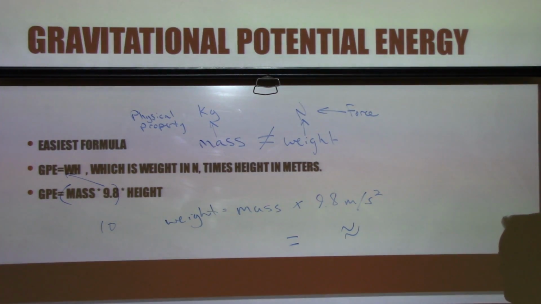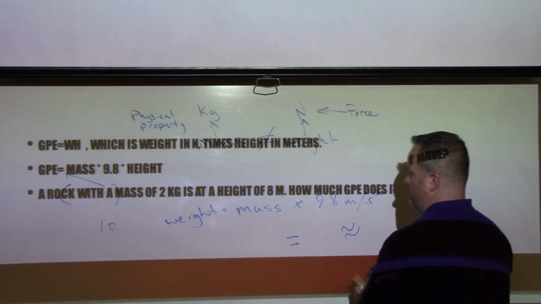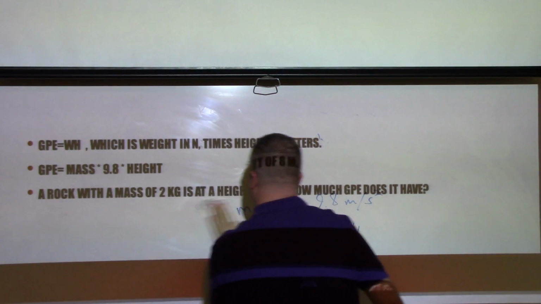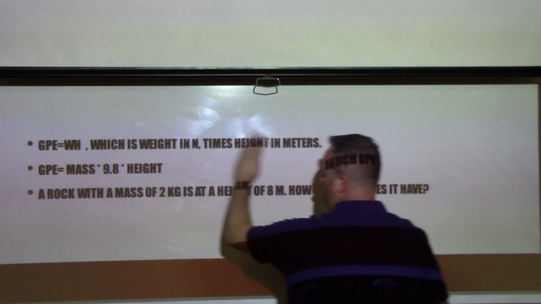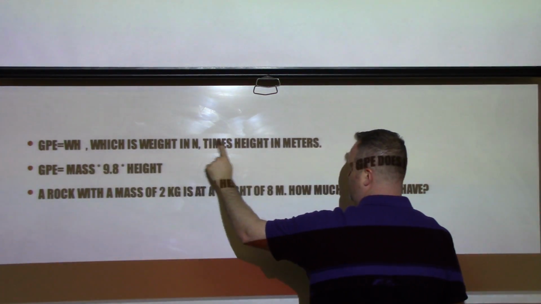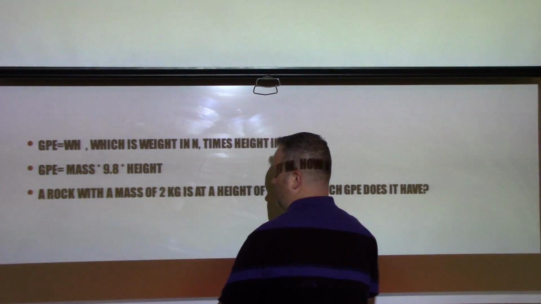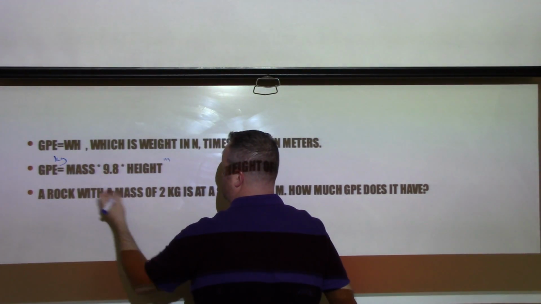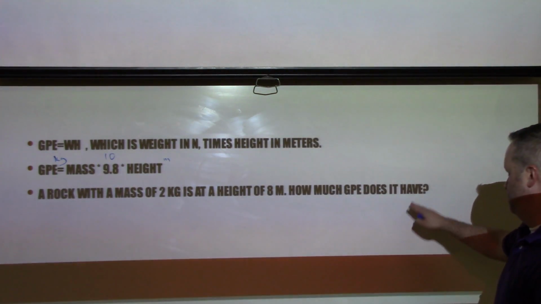So let's move forward. Again, we're going to look at an example. Let me erase this real quick. In my example, going back to what we said before, GPE equals weight times height, which is weight in newtons times height in meters, or mass times 9.8 times height. Again, the mass needs to be in kilograms, the height needs to be in meters, and I'm okay with you rounding this to 10. So let's look at our question.